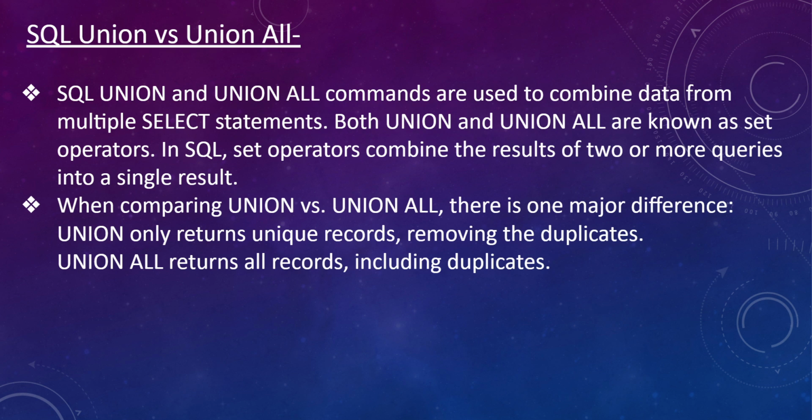That's why, if we talk about the performance feature, union all is faster than union, because in union all it's just combining the results from both the tables, whereas in union it's first sorting the data and eliminating the duplicate records. So union all is faster than union. This is the performance difference between these two commands.